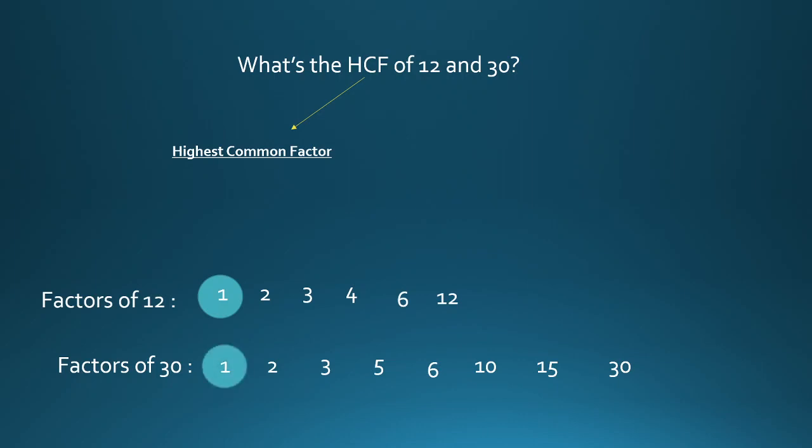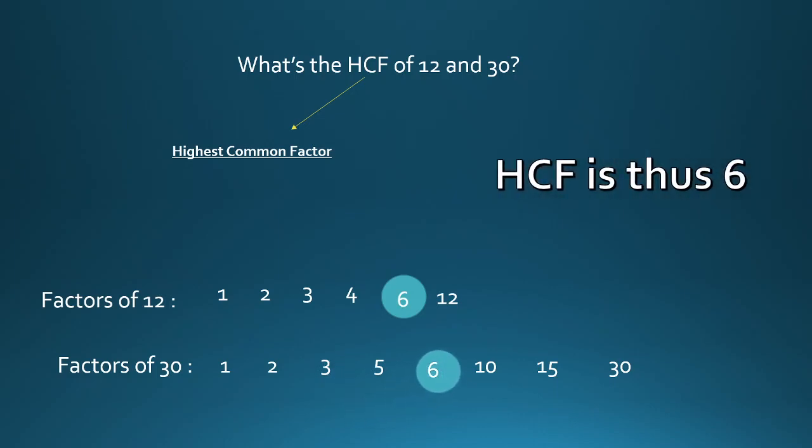Let's check the common factors. 1 is a common factor, and then 2 is a common factor also, but we need the highest common factor. 3 is a common factor also. 4 is not a factor. 6 is a common factor, and 6 is the highest common factor.